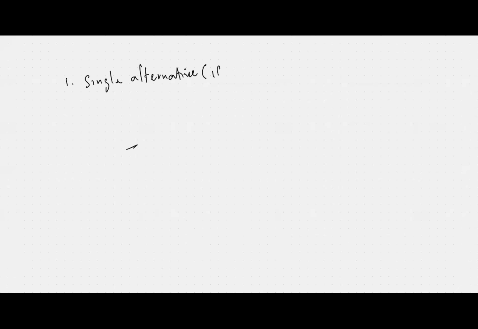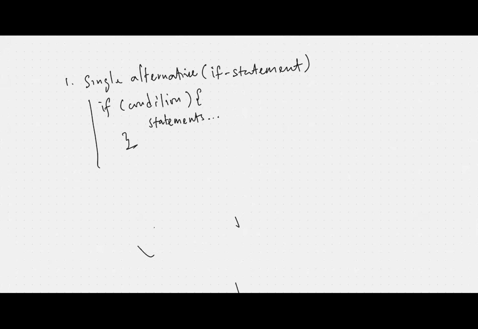It looks very simple. It's a single if, and then you have something called a condition. When that condition is true, we write some statements, or we run some statements in here. There can be more than one statement in here. So we call this one the single alternative, or the single if statement.